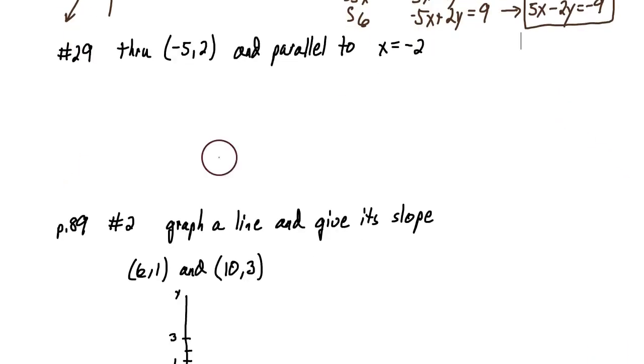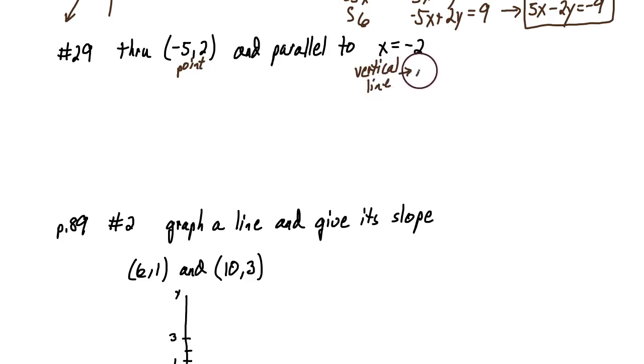Number 29. We're asked to create an equation for a line that goes through this point and is parallel to the line given by this equation. Parallel lines have the same slope. So what is the slope of this one? Well, this is a special case. The equation has no y term, it only has x. This is a special case of a vertical line that crosses the x-axis at negative 2.